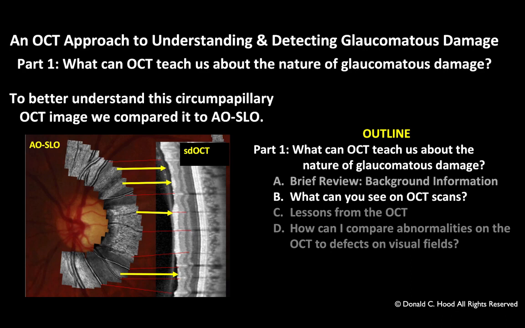To get a better understanding of what you could see, a number of years ago, we decided to compare the OCT images we get to what you would get with adaptive optics. I don't know how many of you know about adaptive optics, but it's a technique that comes out of astronomy. By taking images with deformable mirrors, you can correct for the aberrations of the eye and get these extraordinarily detailed pictures.